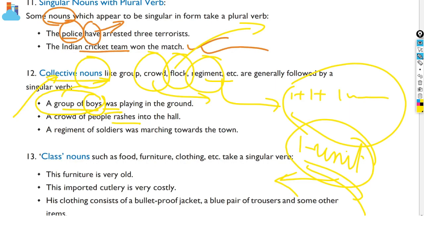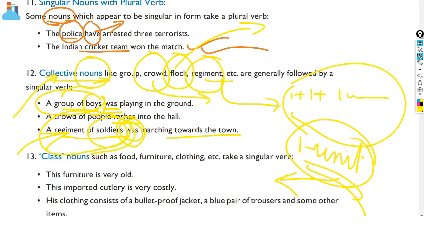A regiment of soldiers was marching towards the town. A regiment of soldiers, okay, soldiers is plural, but a regiment of soldiers is like a phrase. This is a phrasal subject; this actually is the cluster of many words. So here the concept will be a single concept, and therefore it will be taking the singular verb.